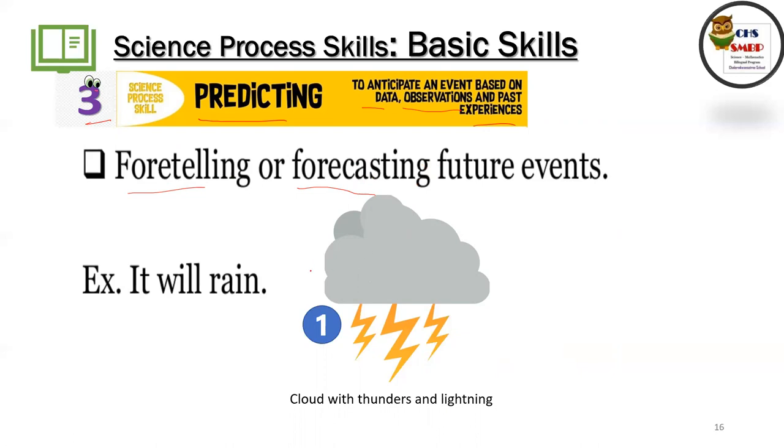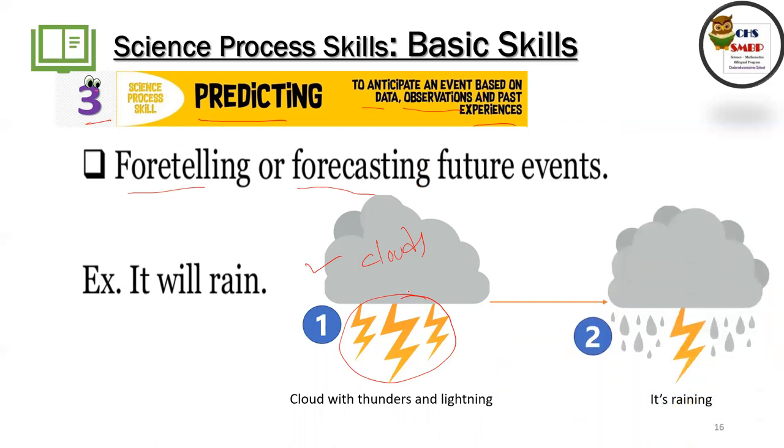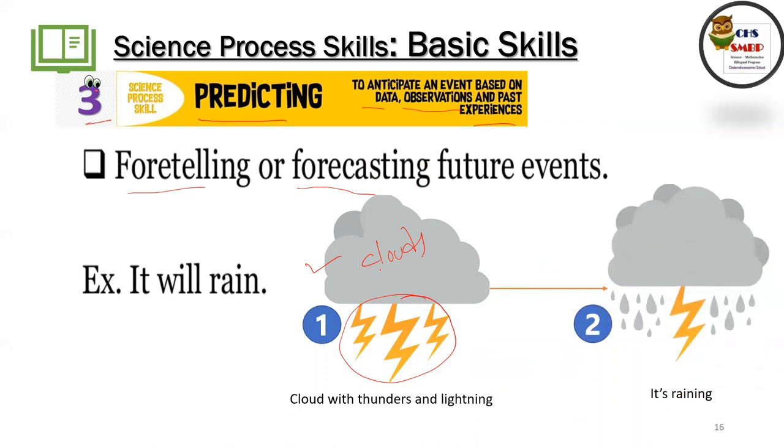So if you look at this cloudy weather, you see clouds, with thunder and lightning, right? So what would happen? It will rain. So based on this evidence, based on the present evidence, we can say it will rain, and that is called a prediction. So what is prediction or predicting? You can say something about the future based on the evidence, present evidence or data or past experience.